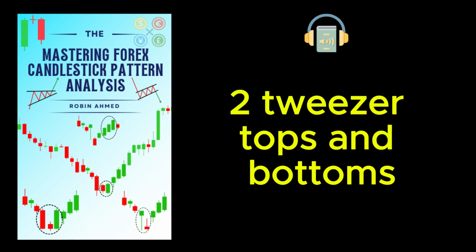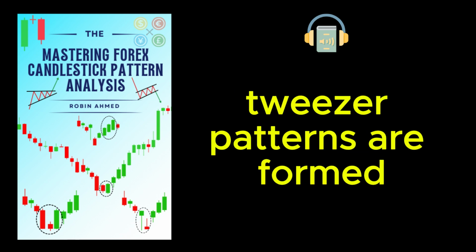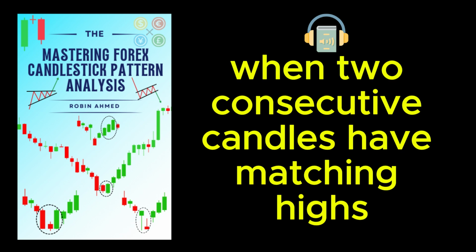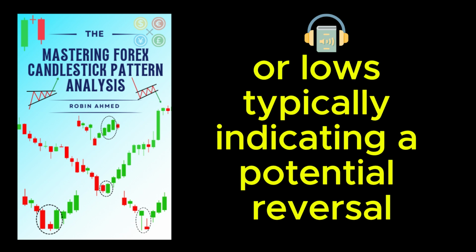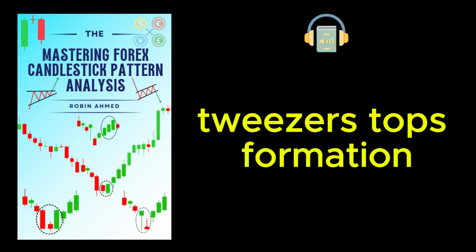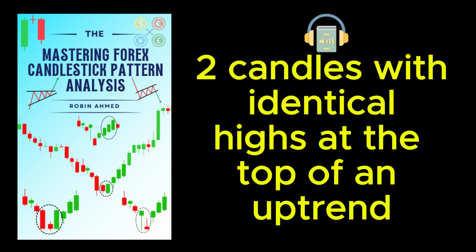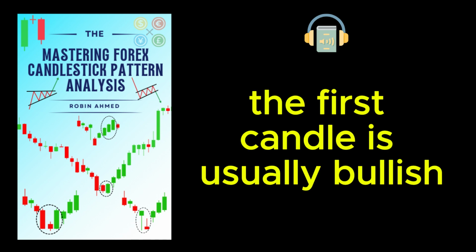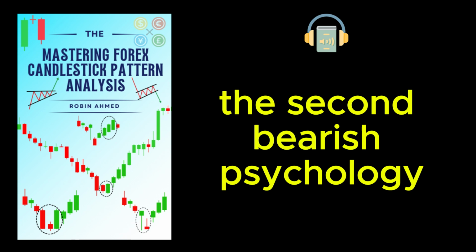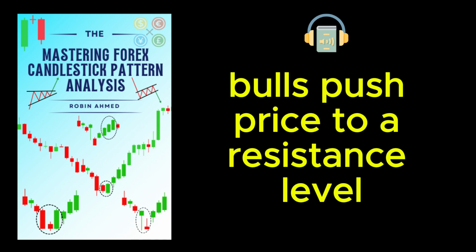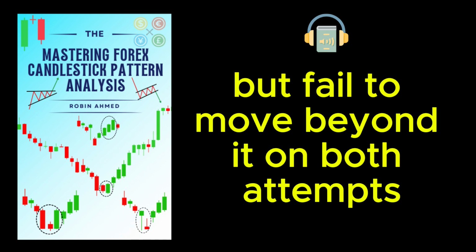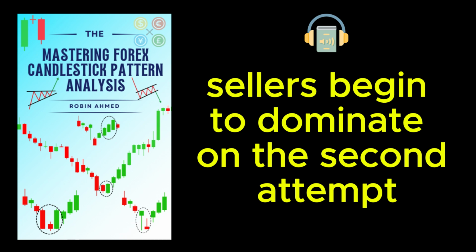2. Tweezer tops and bottoms. Tweezer patterns are formed when 2 consecutive candles have matching highs or lows, typically indicating a potential reversal. Tweezer tops formation: 2 candles with identical highs at the top of an uptrend. The first candle is usually bullish, the second bearish. Psychology: bulls push price to a resistance level but fail to move beyond it on both attempts. Sellers begin to dominate on the second attempt.